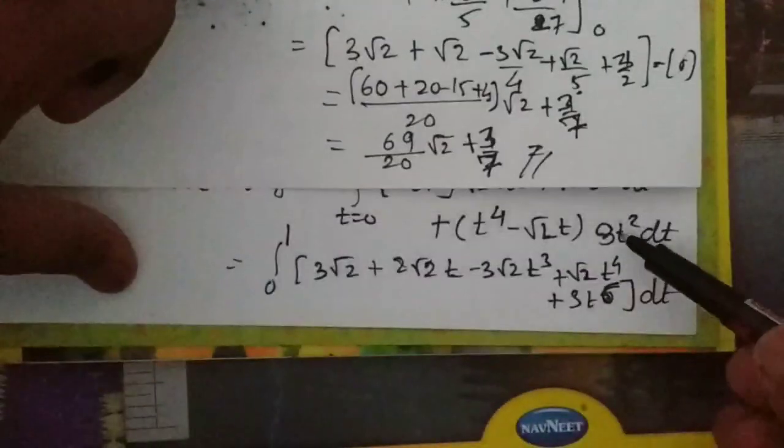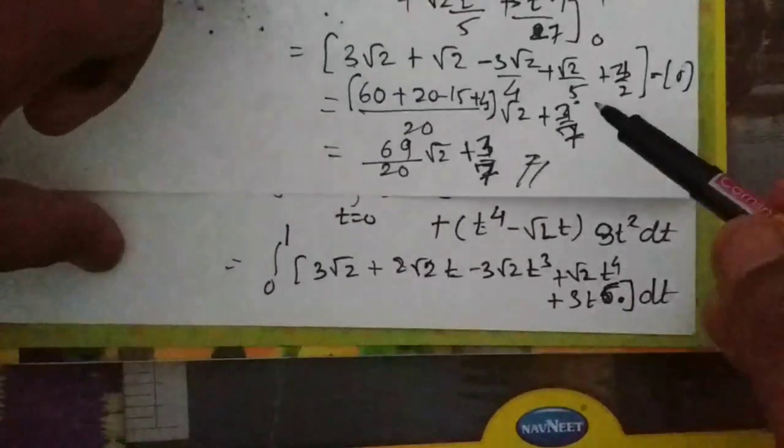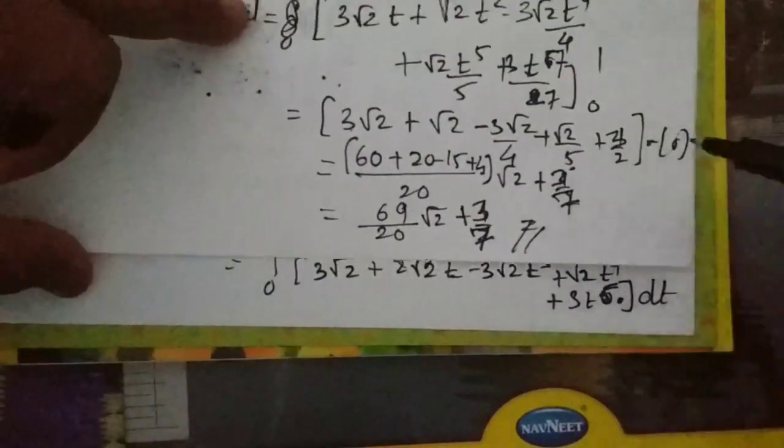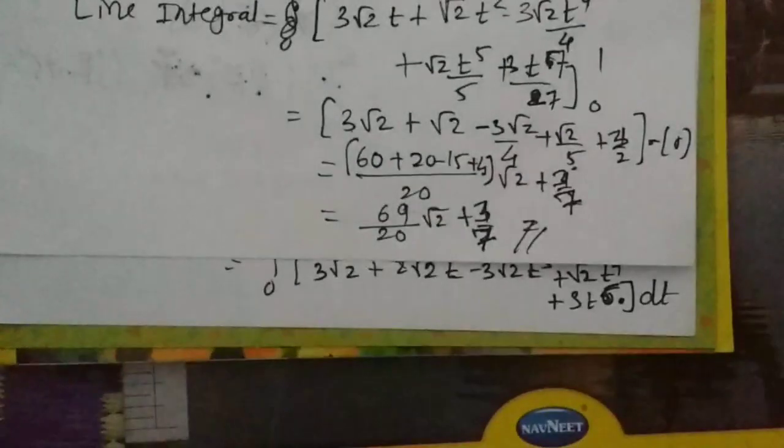Okay, just one correction, you understand. By mistake I have written t square into t raised to 5, but it is t raised to 6. So the last term only will change, it will be 3 by 7 instead of 1 by 2. The rest of the calculations are okay. Now let us solve the remaining part.